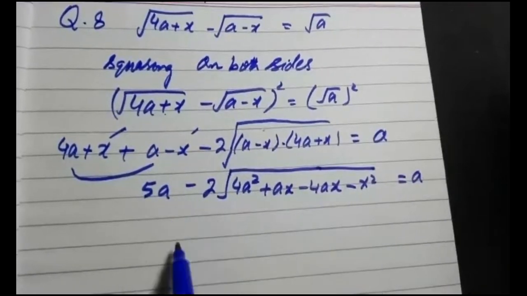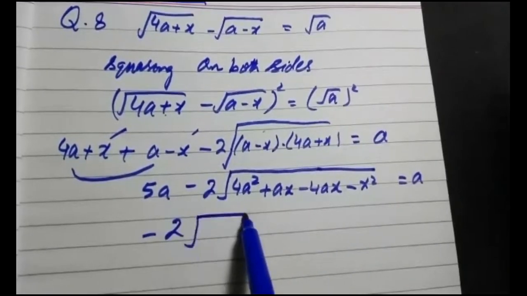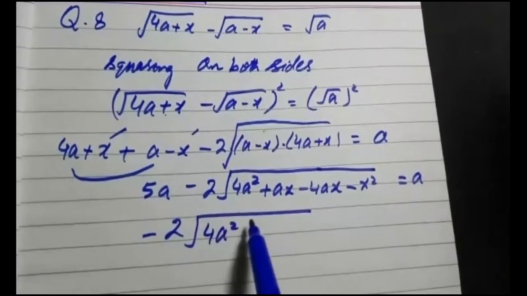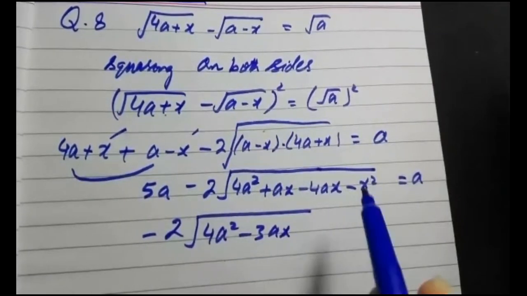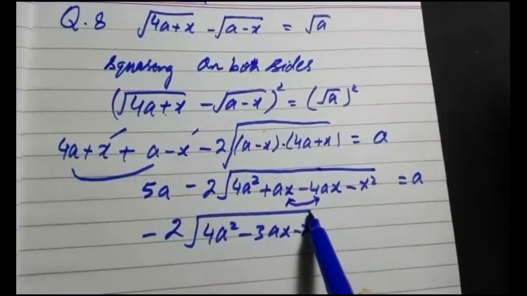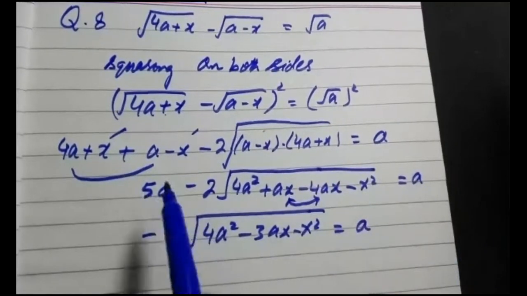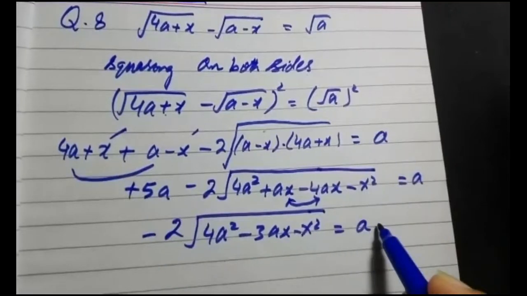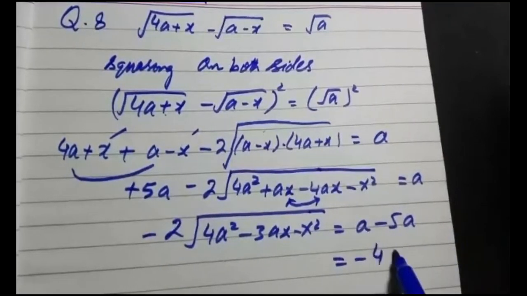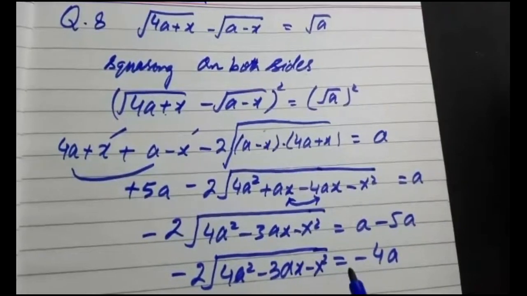Now shift a on the other side, it will become minus 2 times this whole term, 4a square minus 3ax minus x square. Both of these terms will be simplified or added together. So we have 5a on this side, shifted on the other side, it will become minus 4a, equals minus 2 times the root of 4a square minus 3ax minus x square. It is like this.